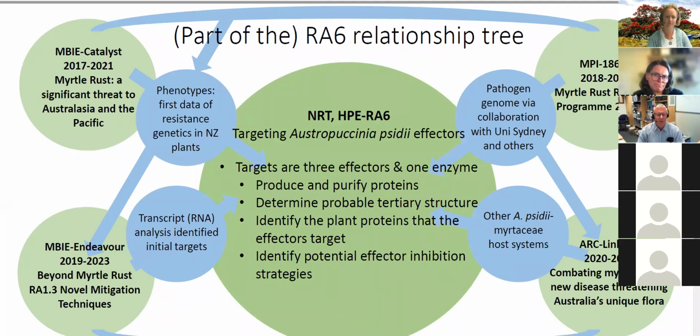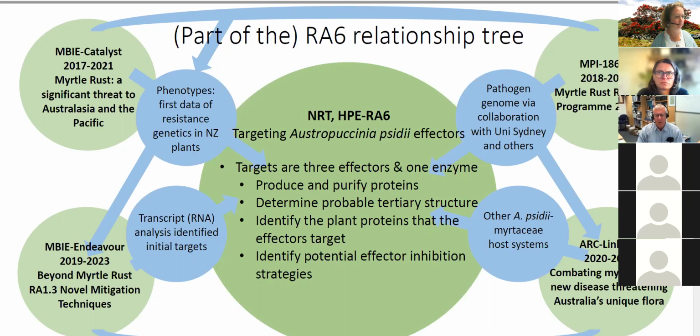So the first one is the Catalyst project, which I lead and is going to finish fairly shortly. And that was to screen New Zealand germplasm against the fungus and identify whether we did or didn't have resistance. And from that, we got phenotypic data, which showed that there was resistance, and it gave us material that we could begin to understand a little bit more about the infection process. That was also supported by extra funding from MPI, MPI 18608.